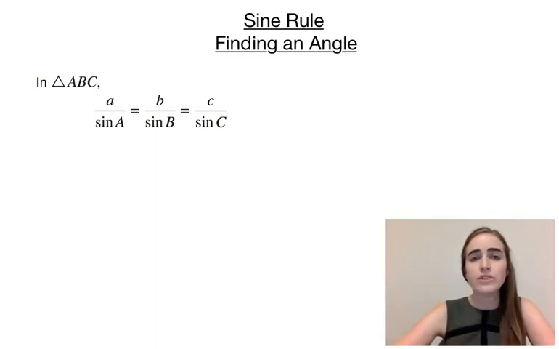In this video, I want to have a look at the sine rule and how we can use it to find an angle in a triangle. So this formula is on your formula sheet. So we've got in triangle ABC, a over sine A equals b over sine B equals c over sine C.